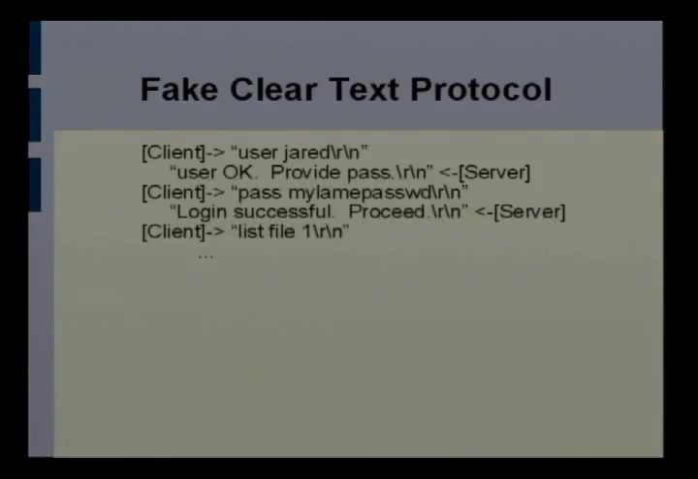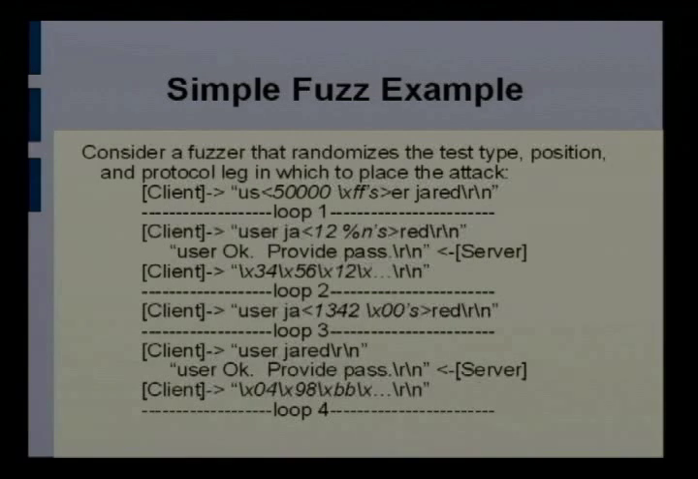To get everybody on the same page, what I like to do is give a really quick example of fuzzing up front, show what it is, and then we'll talk more in detail. Say we have this fake little protocol: the client says user, Jared, and the server says okay, good user, give me your password. The client sends my lane pass, the server says all right, cool, and then the client sends a command. So that's the fake protocol.